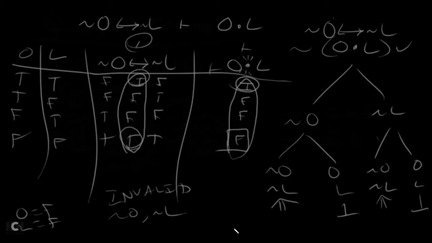What is O every time we see it? Squiggle O. There it is. No contradictions. And squiggle L. Same thing in this one. Squiggle O, squiggle L every time we see it. So it's invalid, and there's the counterexample, which is exactly what we got in the table as well.